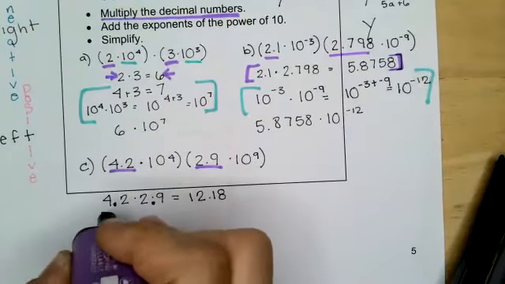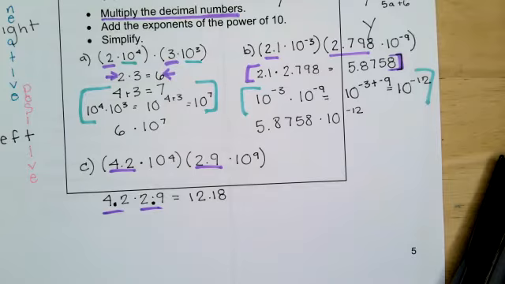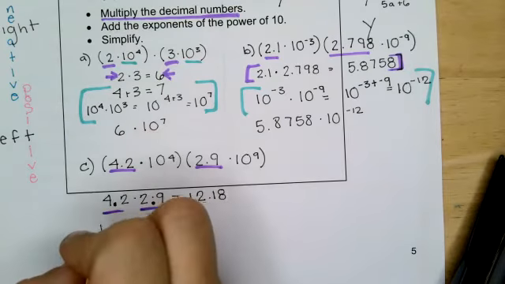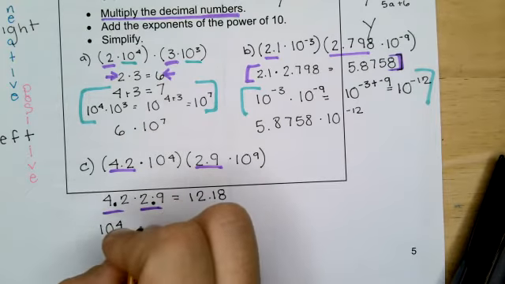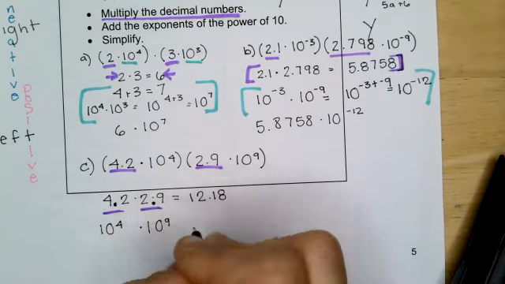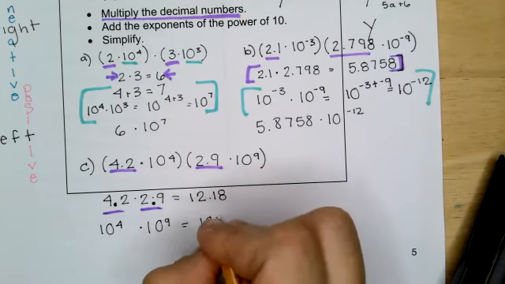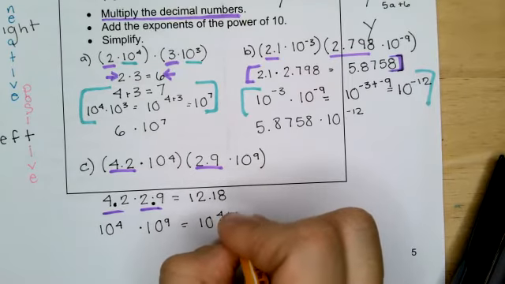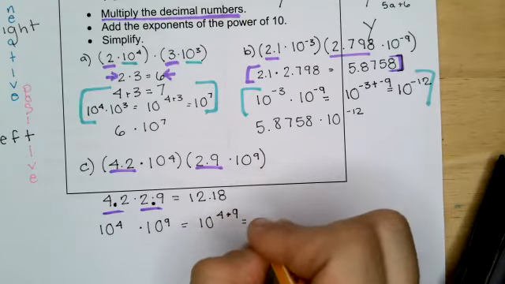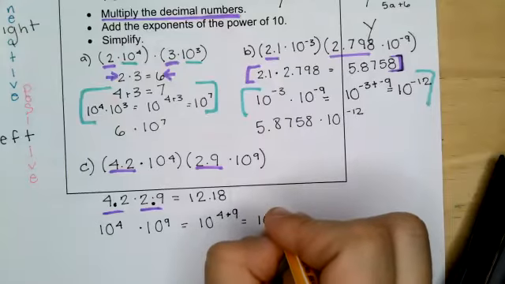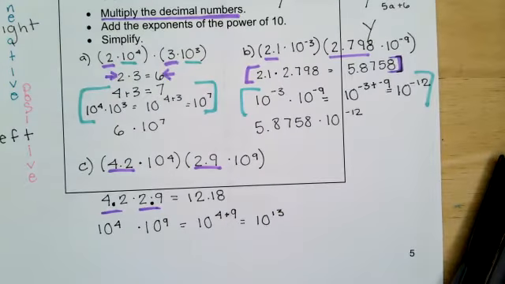So that was those two. Now we will take 10 to the fourth times 10 to the ninth. It becomes 10 to the power of 4 plus 9, which is 10 to the 13th. Good.